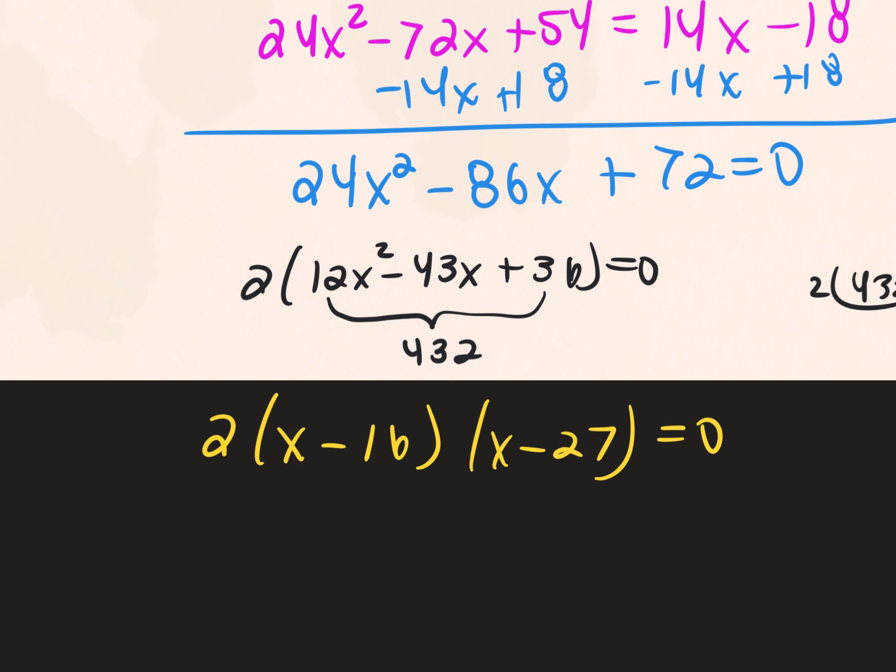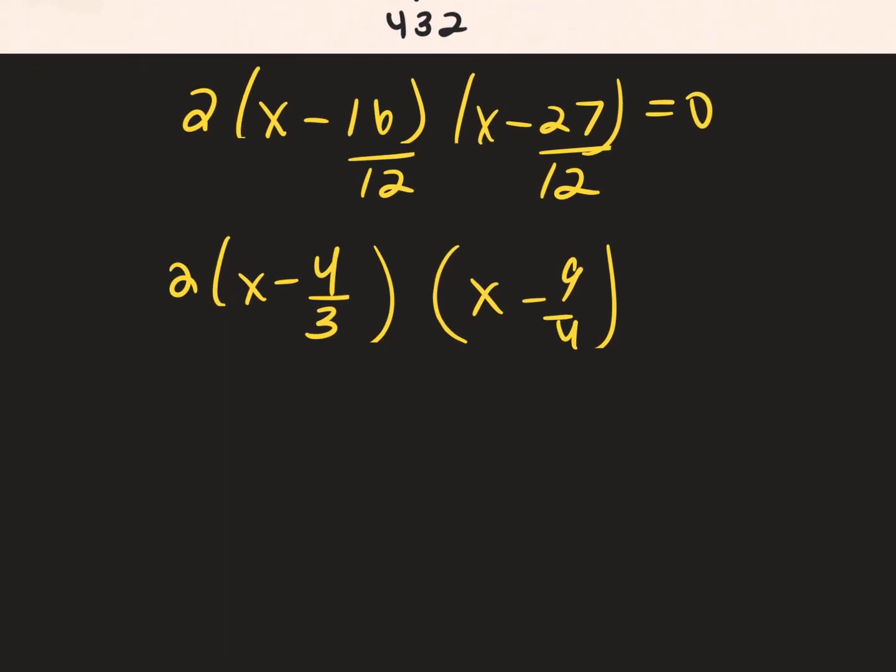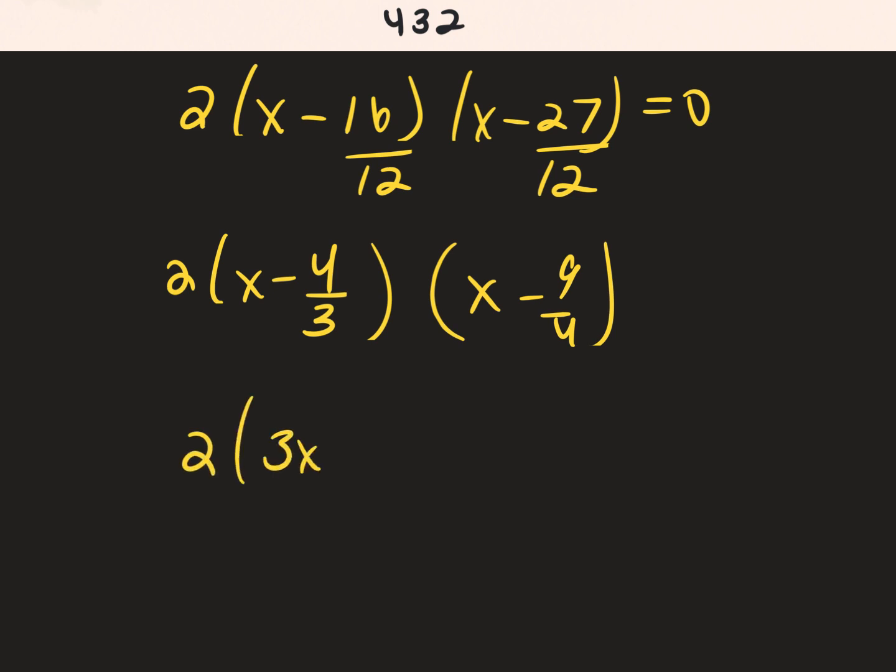All right, so what do I need to do in this case now? Divide both factors by 12. Are they going to divide pretty? No, but do they simplify? Yes, 16 over 12 simplifies too. And then 27 over 12 simplifies too. So you have 2, and then you have 3x minus 4, and then you have 4x minus 9 equals 0.